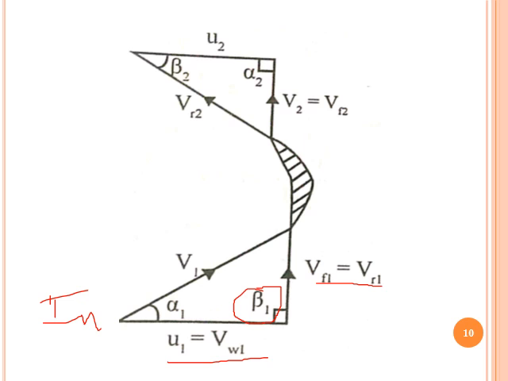And in the exit velocity triangle, the discharge is radial. For that reason, alpha 2 is equal to 90 degree. For that, V2 is equal to Vf2. Absolute velocity at exit is equal to flow velocity at exit. And once again here Vu2 is equal to 0. The tangential velocity at exit is equal to 0. So this is the generalized velocity triangle for this given numerical.